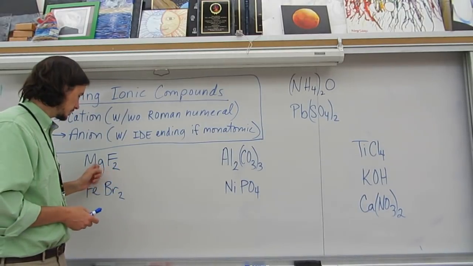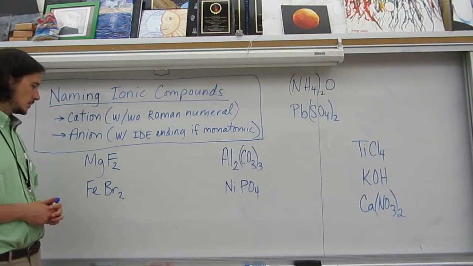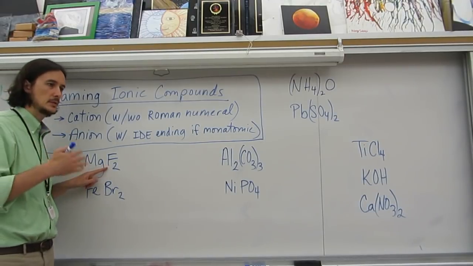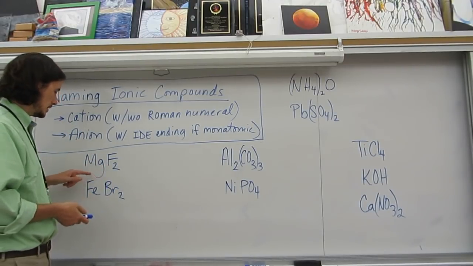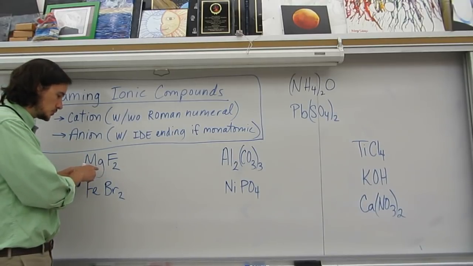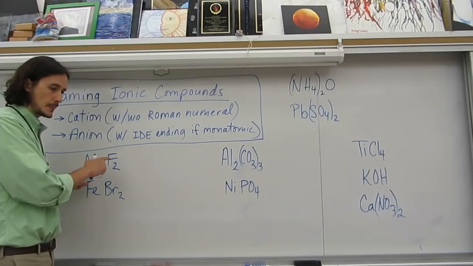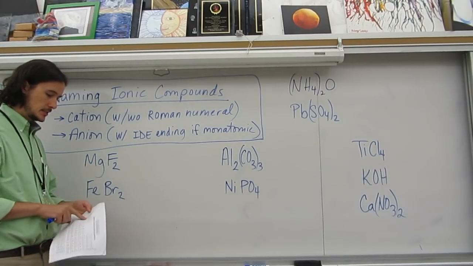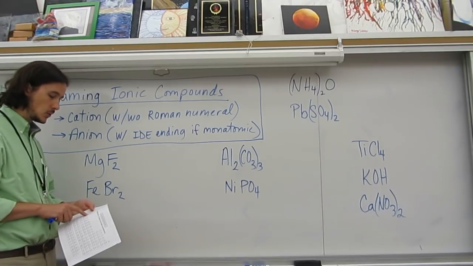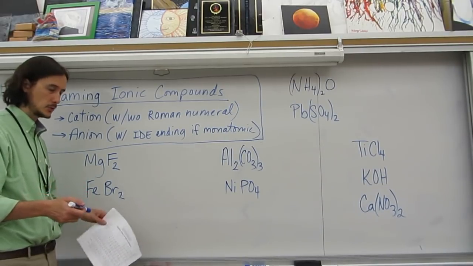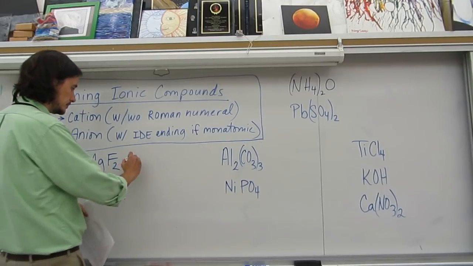So let's start with this one. We look at it, we say, okay, this is a metal, this is a non-metal, so I'm going to name it like an ionic compound. I'm going to name the cation, but I've got to determine, should I put a Roman numeral for this? And for magnesium, you find magnesium on the periodic table, say, oh, it's a group 2. That means it's always a +2 charge, so I don't need a Roman numeral. So you just name it.